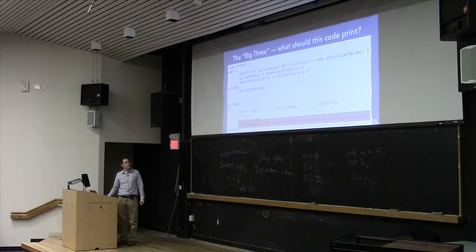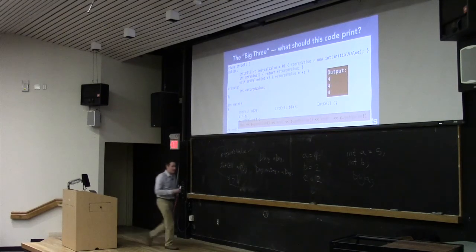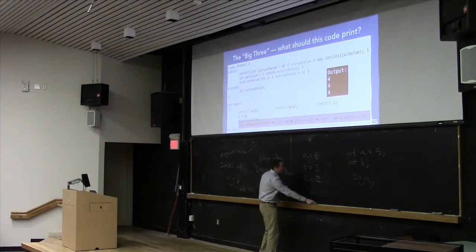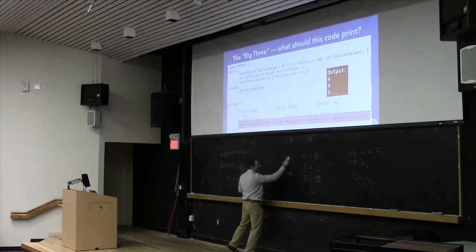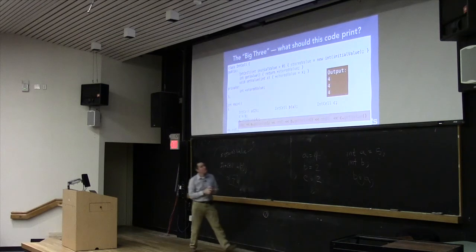This is what it actually prints out. It prints out 4, 4, 4 instead of 4, 2, 2. Okay? Can we figure out why that's the case? Sure we can. We can look at it and go, hey, let's draw our little picture of what actually happened here.